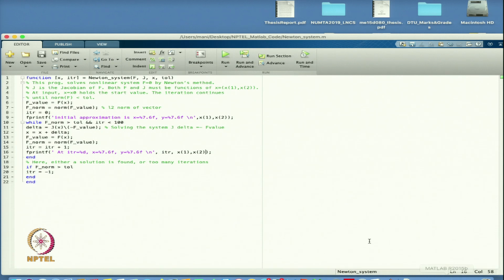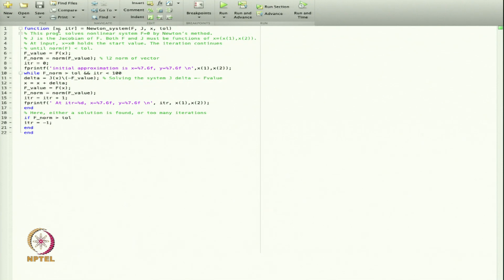So, today I have already made the code for you, because now we are familiar with how to write a code. So, let us start with the code I have made. This is the code I have started with. That is the function value. This is the function, and it gives you the x and iteration.